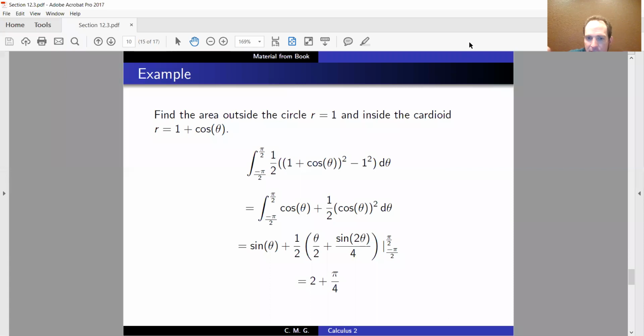Plugging in pi over 2 and negative pi over 2, sine of pi over 2 is 1. 1/2 and pi over 2 is pi over 4. So pi over 2 over 4 is pi over 8. Okay. Then minus sine of negative pi over 2 is negative 1, so plus 1 is going to give me 2. So I get this 2 from there. And then 1/2 and negative pi over 2, again, it's being subtracted, is going to be another plus pi over 8. So pi over 8 plus pi over 8 is 2 pi over 8, which is pi over 4. So the area inside the cardioid outside the circle is just 2 plus pi over 4.